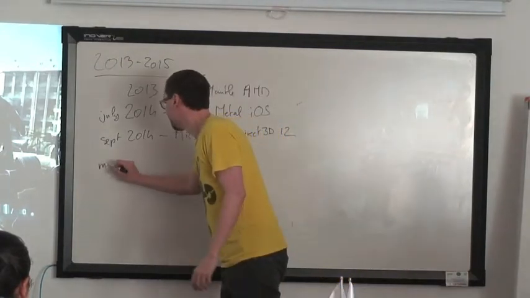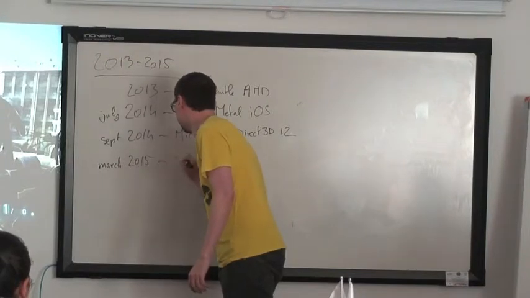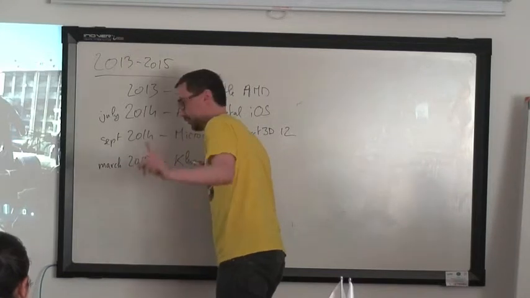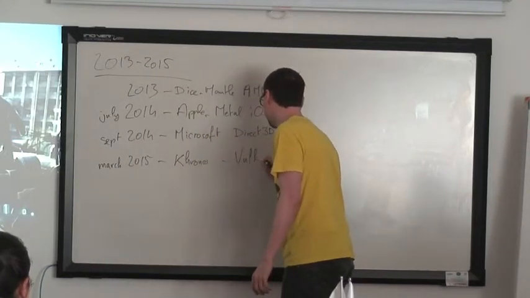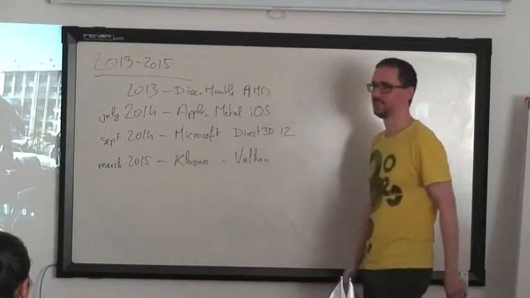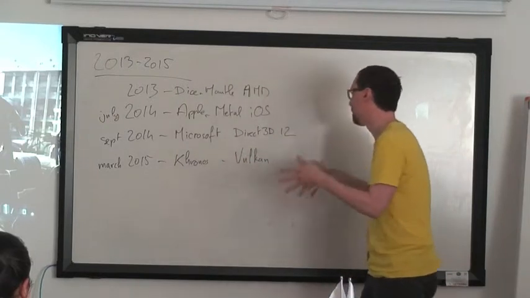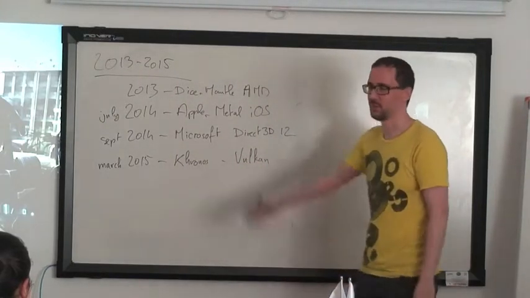In March 2015, Kronos, the group behind OpenGL, announced Vulkan. What is Vulkan? Direct access to the hardware without the crap of all the API that OpenGL brings. That's why I call it panic.